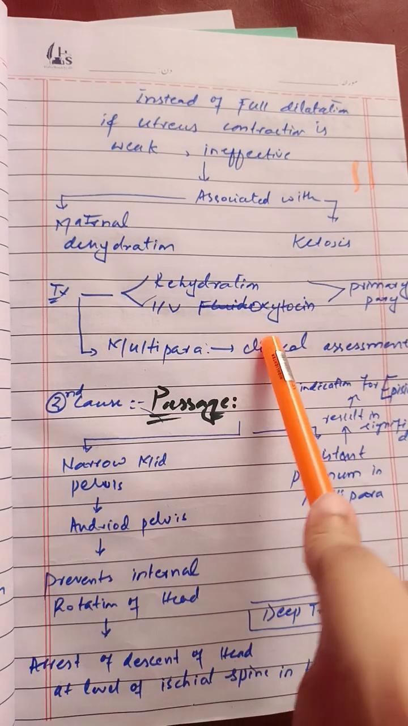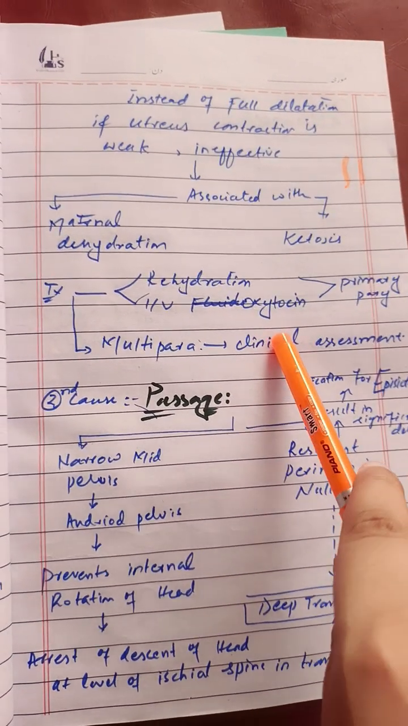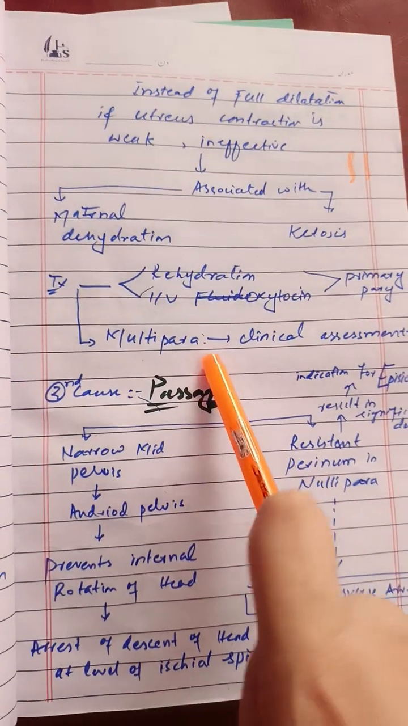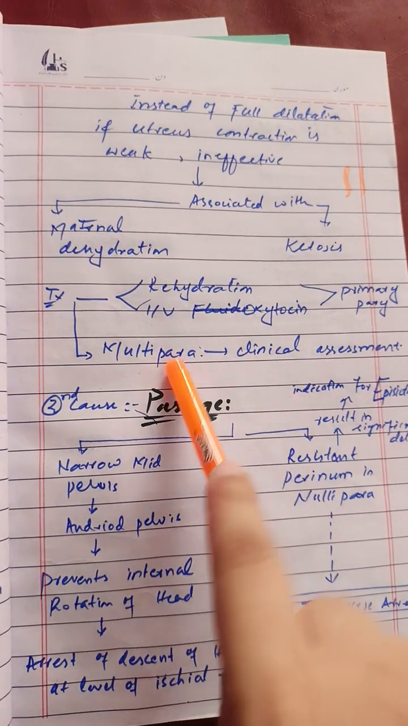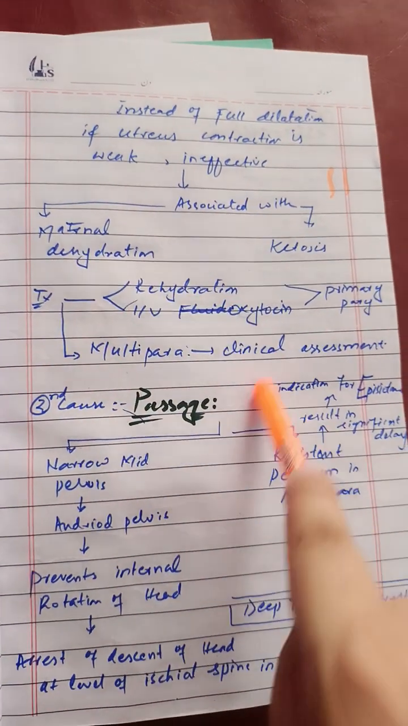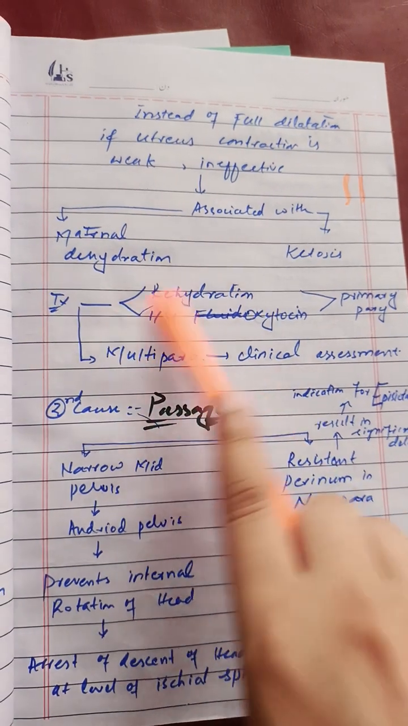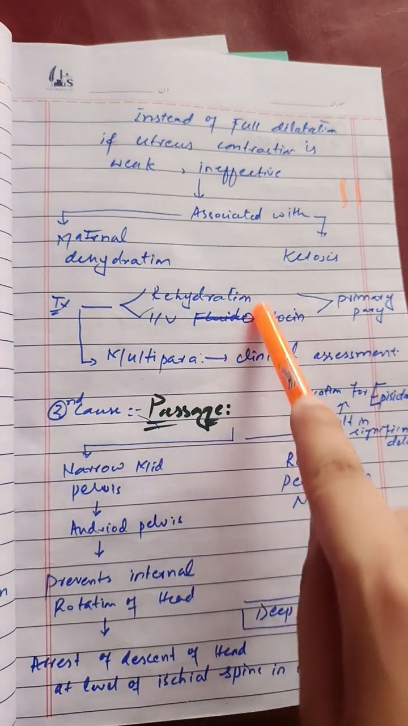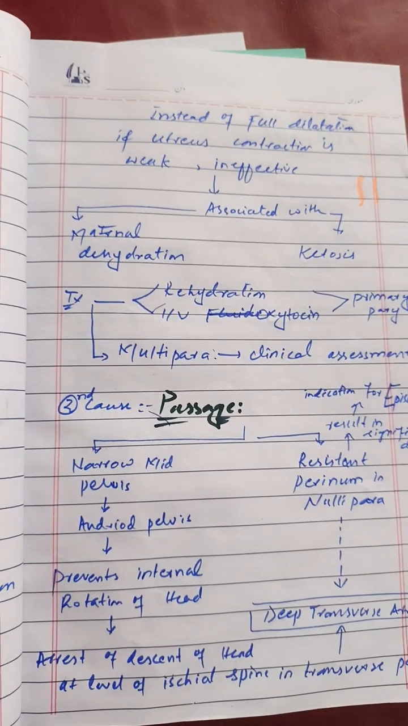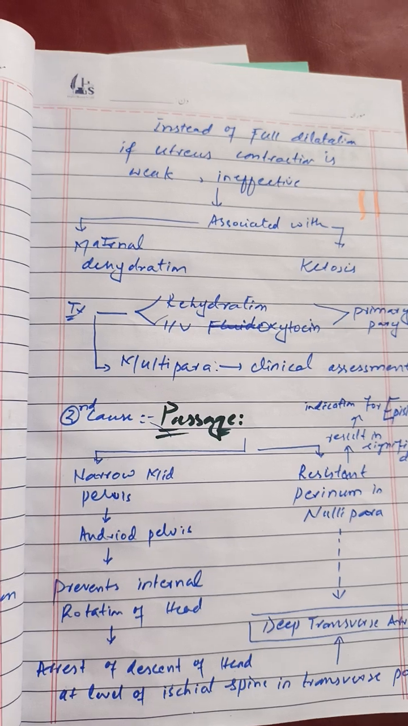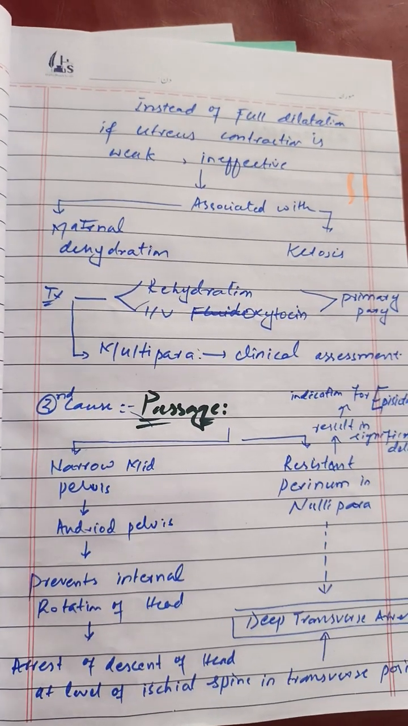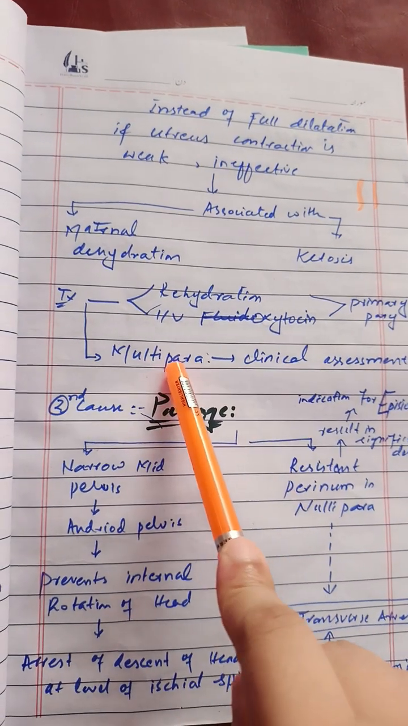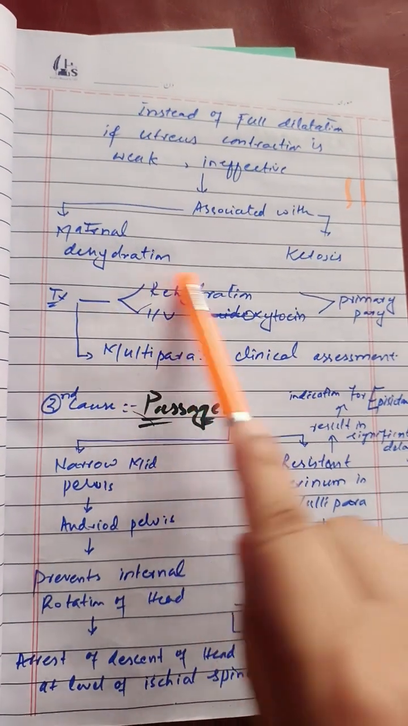This IV oxytocin will increase the contraction of the uterus in a primipara, but in a multipara we don't have to give oxytocin. We will assess the multipara for other conditions to exclude other diagnoses, because in a multipara it is very unusual that the poor progress is due to dysfunctional uterine activity. So in a multipara we exclude other causes like malposition and malpresentation.